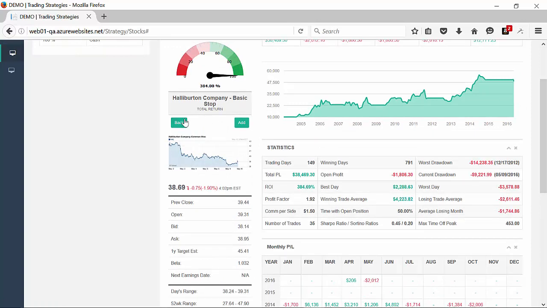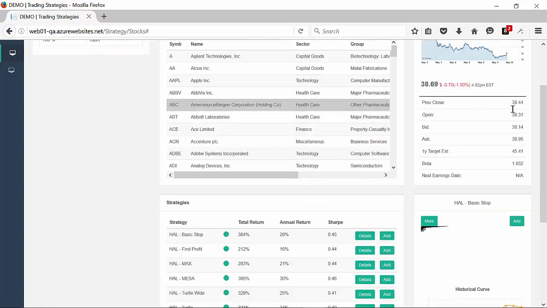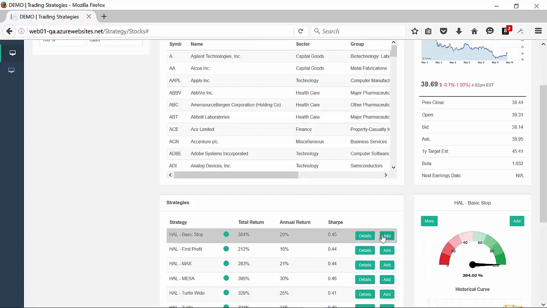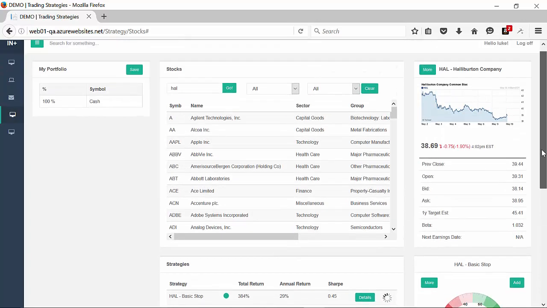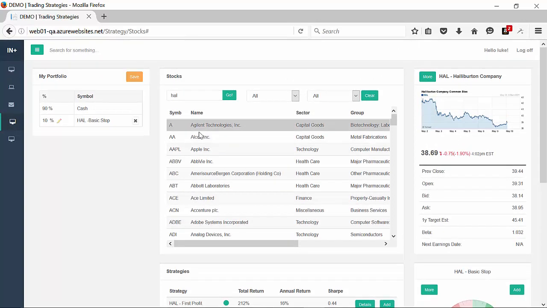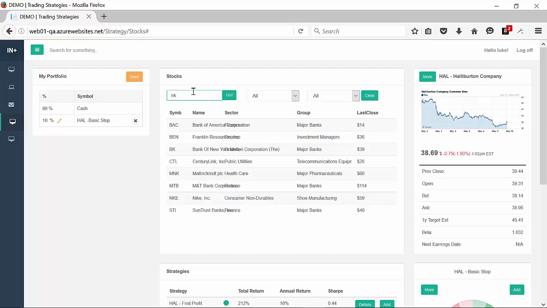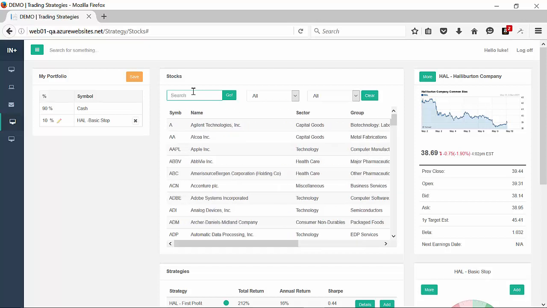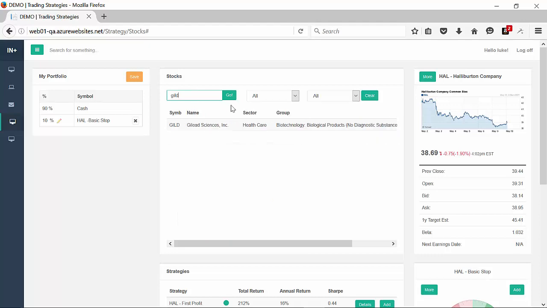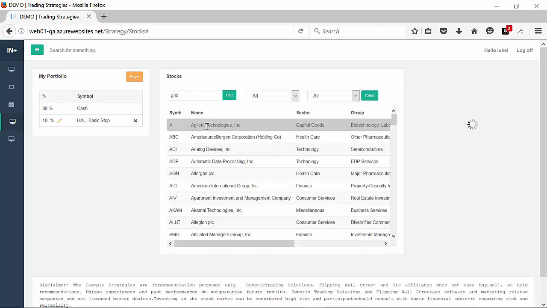Let's say that we like this strategy and we want to add it. We simply click add, and it's going to deposit that over here in my portfolio. So let's go ahead and add one more. Let's add a biotech company. Let's add Gilead, for example.